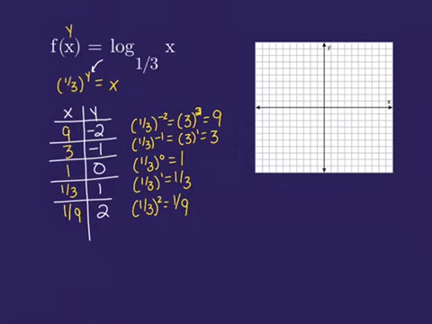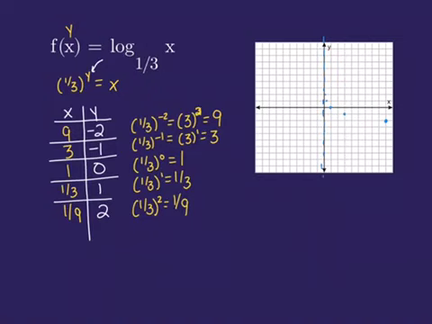So now we can go ahead and plot these points. So we're going to go over 9 and down 2. We're going to go over 3 and down 1. We're going to go over 1 and up 0. We're going to go over 1/3 and up 1, and then 1/9 and up 2. So again, we have this vertical asymptote right here.